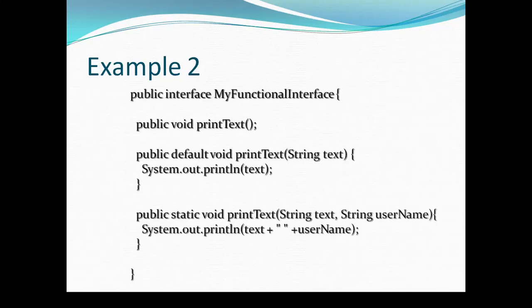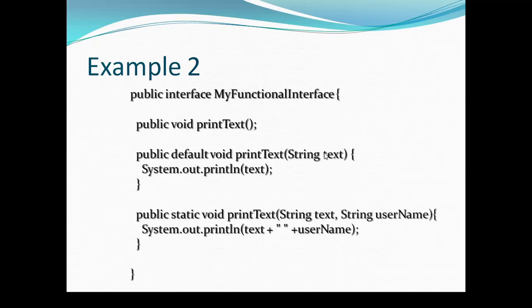Let's move forward to the second example. In this example, we have a functional interface, MyFunctionalInterface, and this interface has three methods, out of which one is an abstract method, one is a default method, and one is a static method. So this is also an example of a functional interface, as it has only one abstract method and we do not have any restriction on default and static methods.